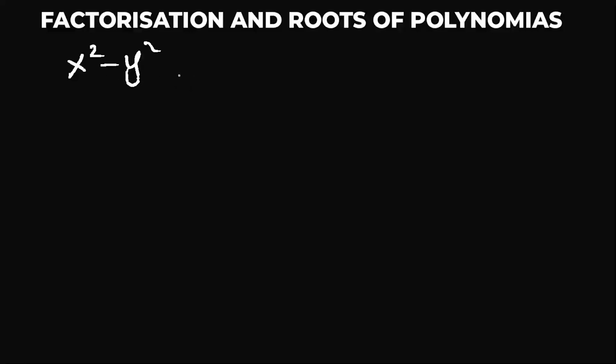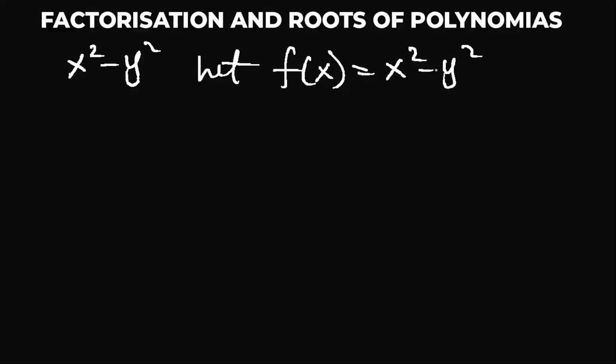So how do we go about this? For us to be able to do this, using the factor method, we say let f of x equal x squared minus y squared. Then we're going to assume that x is equal to y. So if our assumption is correct, then this function must equal 0.